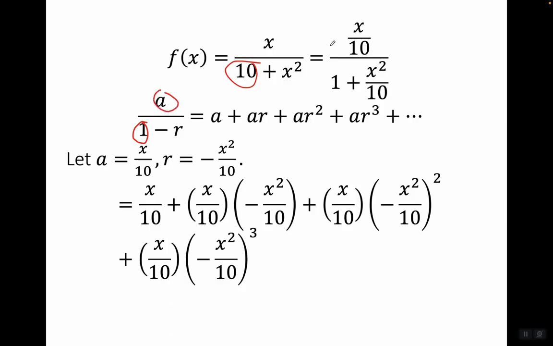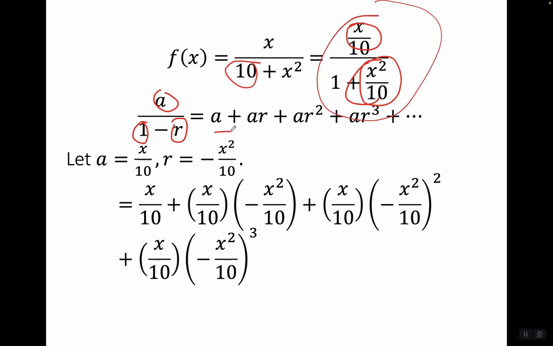You can see that a is going to be x over 10, and r is going to be x squared over 10. Or actually, r is negative x squared over 10. Be careful about that, because it's 1 minus r, and so if this is 1 plus x squared over 10, that means r is negative x squared over 10.